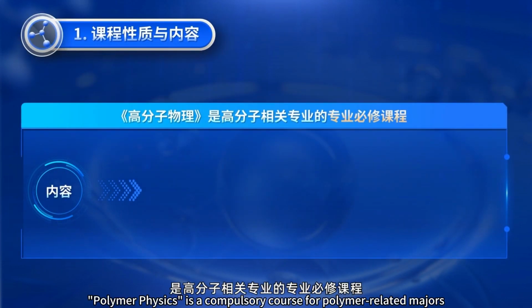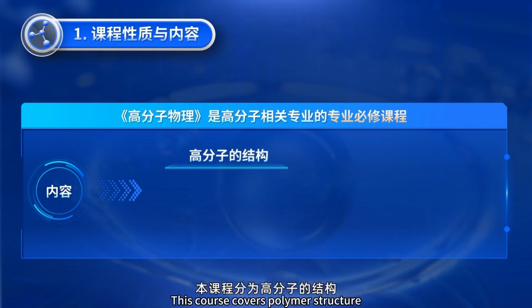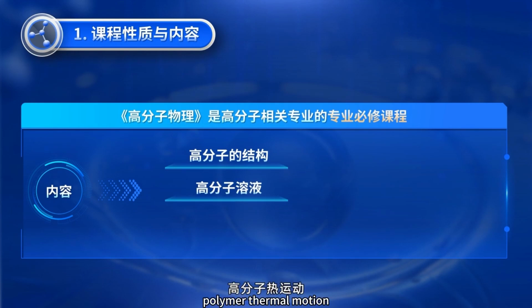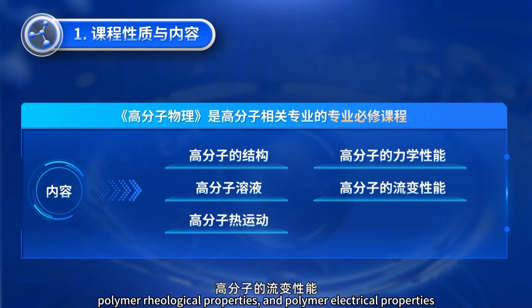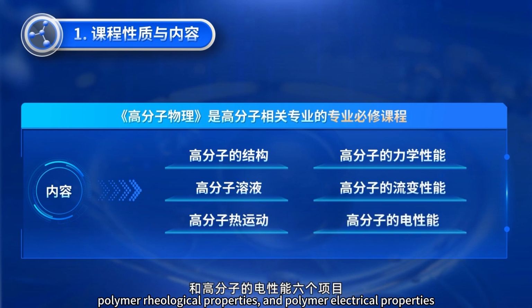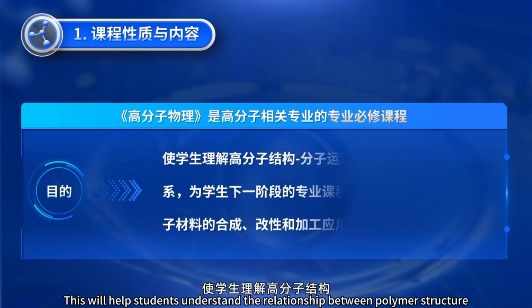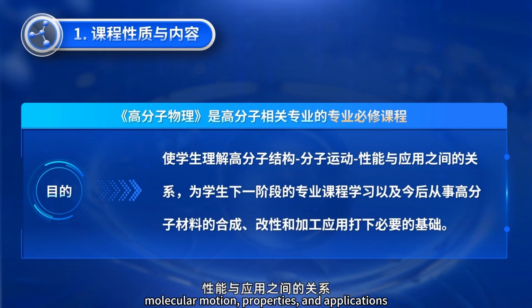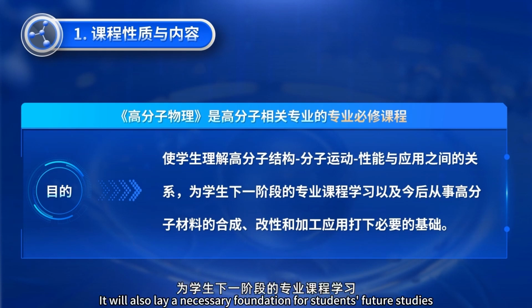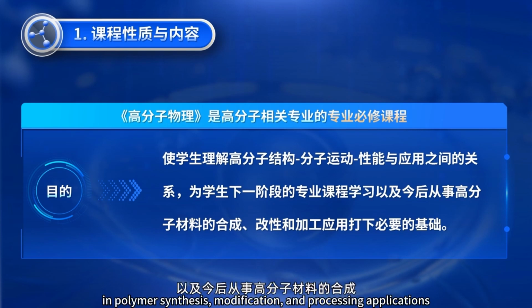Polymer physics is a compulsory course for polymer-related majors. This course covers polymer structure, polymer solutions, polymer thermal motion, polymer mechanical properties, polymer rheological properties, and polymer electrical properties, making up 6 main sections. This will help students understand the relationship between polymer structure, molecular motion, properties, and applications. It will also lay a necessary foundation for students' future studies in polymer synthesis, modification, and processing applications.